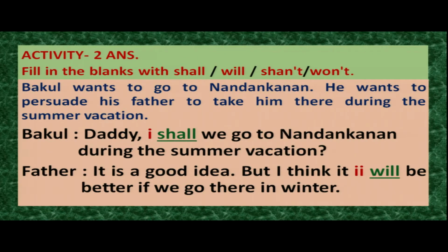You just see the answers. Bakul: Daddy, shall we go to Nandankanan during the summer vacation? One type of request, right? Or suggestion. This is one type of suggestion. Father: It is a good idea, but I think it will be better if we go there in winter. So, it will be better. It will. I shall. Right?